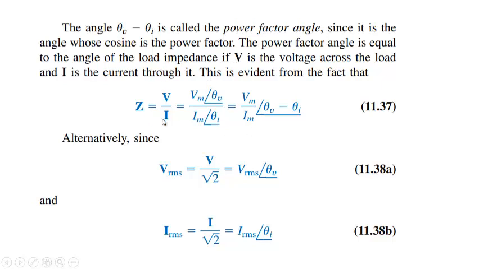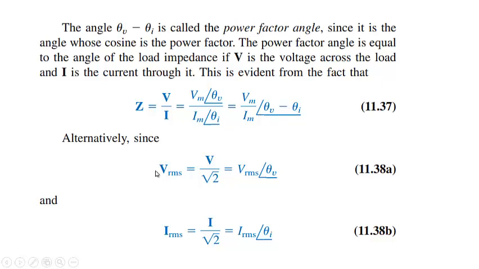This can be evident from this equation. We know that Z is equal to V by I, where V is the voltage across this impedance and I is the current flowing through it. So V is Vm angle θV and I is Im angle θI. So Z is Vm by Im angle (θV minus θI). You can see the angle comes out to be the same.